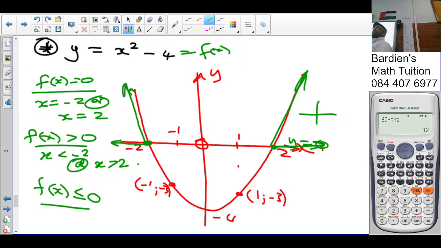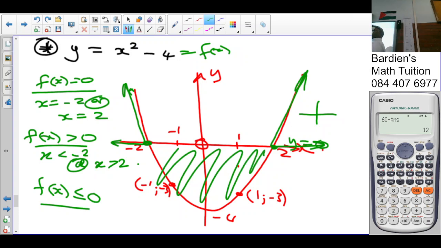Where is f of x less than or equal to 0? It is this part of the graph here. This is where it is negative. So what am I now saying? It is from negative 2 till 2. So x is greater than negative 2 but less than 2. Can it be equal at negative 2? Yes. And at 2? Yes.